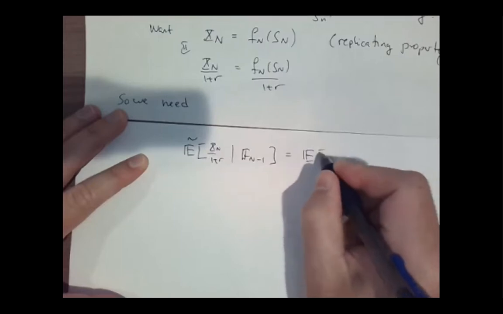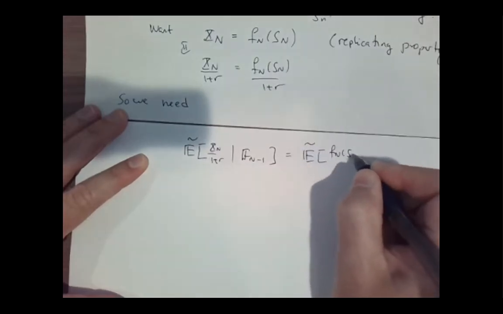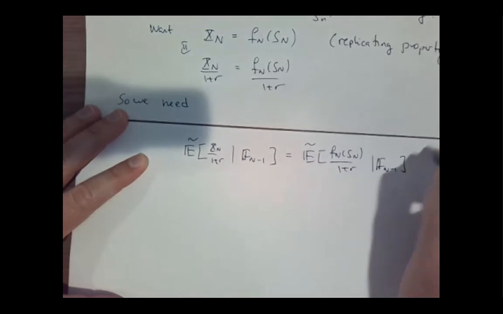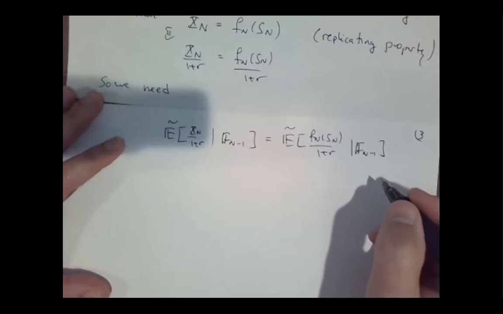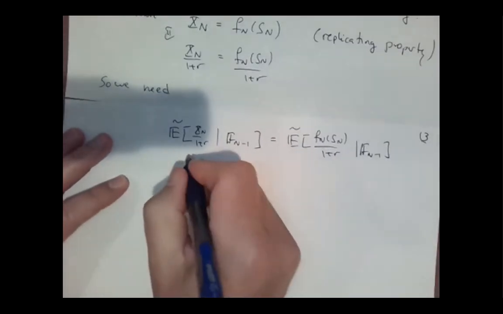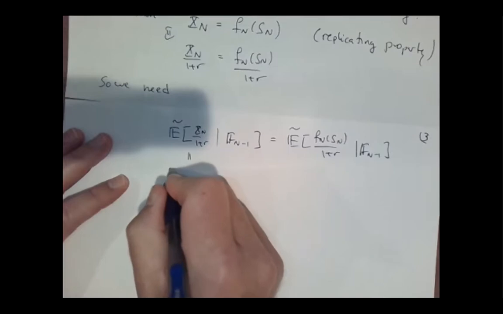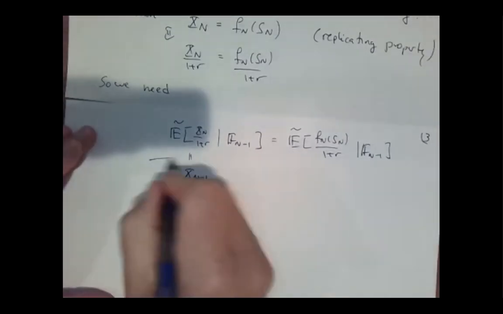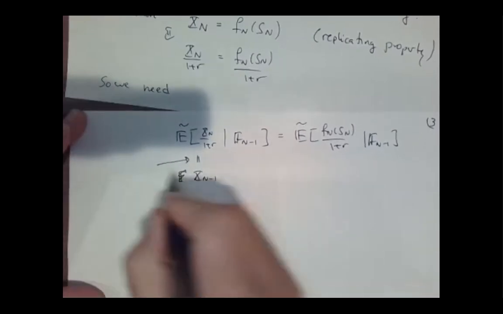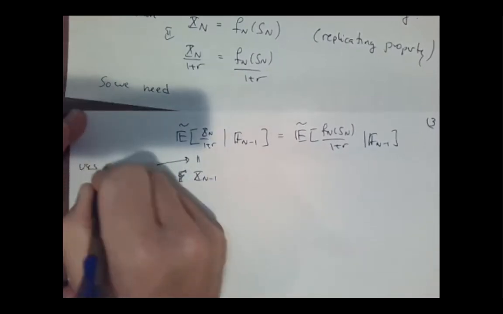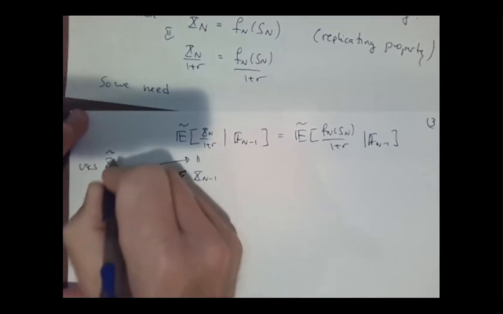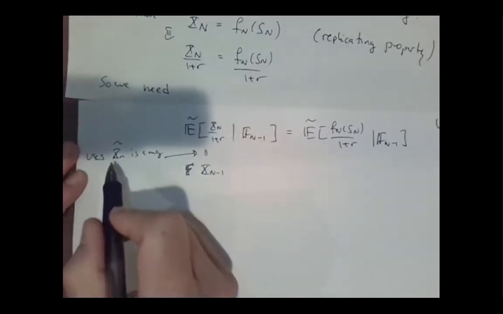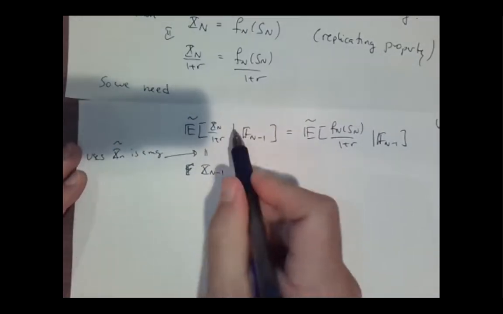So this is the same as the conditional expectation of Sn divided by 1 plus r given Fn minus 1. And so here comes when we use the martingale property, right? This here is equal to Xn minus 1. This uses that Xn tilde is a martingale. And how do we go from Xn tilde being a martingale to this property? There are no tildes on the X's here.